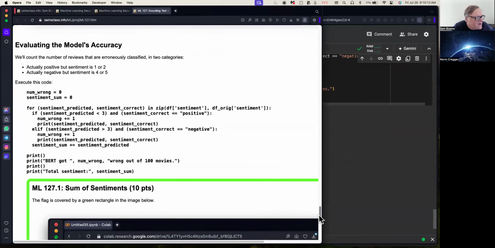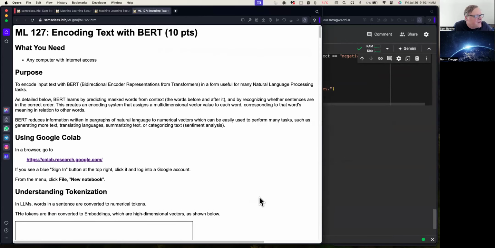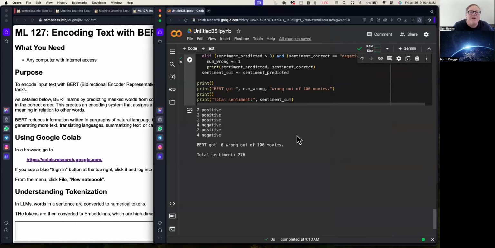So you get to understand a little bit about how words and sentences are encoded. All right. So that's this one. I'm going to stop that recording.